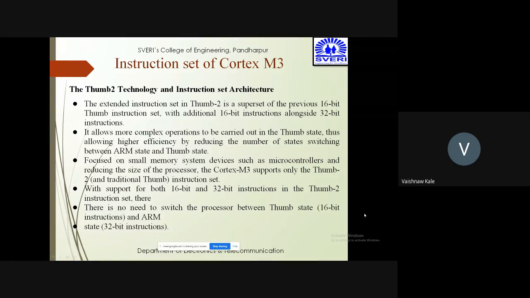Focused on small memory system devices such as microcontrollers and on reducing the size of the processor, the Cortex M3 supports only the Thumb-2 instruction set. This is very much important. I said that Thumb-2 is the most important instruction set. Thumb-2 is nothing but the traditional Thumb, which is 16-bit, plus the extra Thumb that is 32-bit. So both instruction sets together will be used by the Cortex M3. With support for both 16-bit and 32-bit instructions in the Thumb-2 instruction set, there is no need to switch the processor between Thumb state and ARM state. ये दोनों भी यूज होने की वजह से उनके बीच में स्विचिंग की कोई जरूरत ही नहीं.